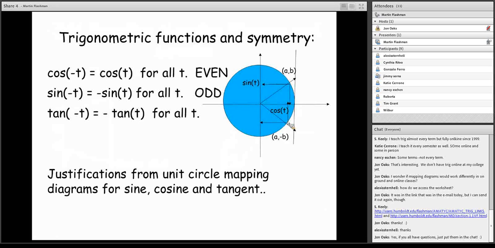The odd and even symmetries of the sine, cosine, and tangent can all be seen from the way that the mapping diagram transfers into the circle. So the sine of t and the sine of the opposite of t are going to give us opposite things there. So that's going to be odd. The cosine of t and the cosine of the opposite of t give us the same value, so that's going to be even. And the tangent gives us, for the angle and its opposite, opposite values, so the tangent is an odd function. So those are all easily visualized and understood by using the unit circle and the mapping diagram concept.